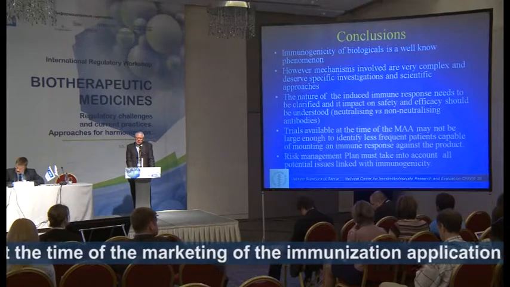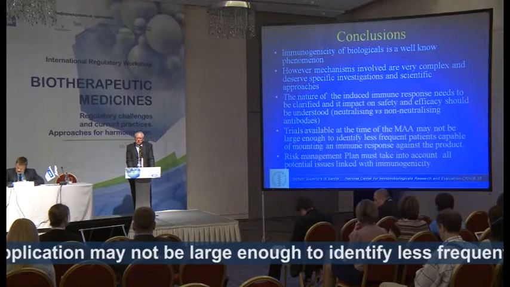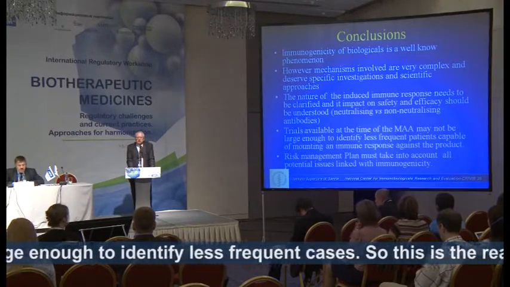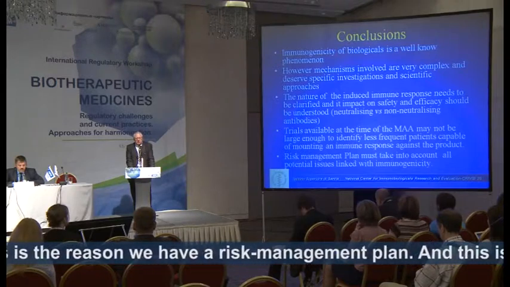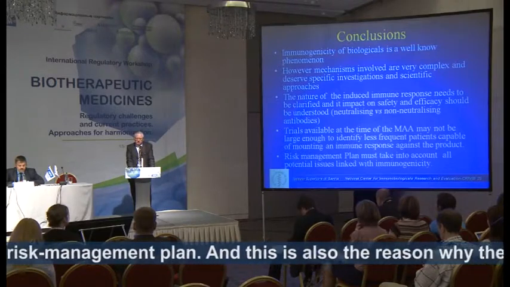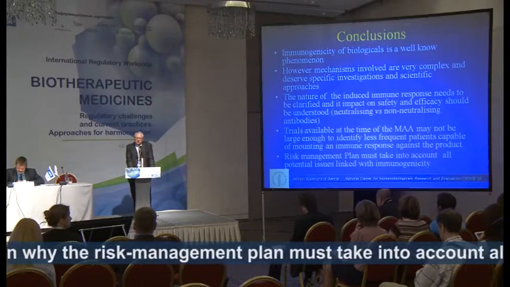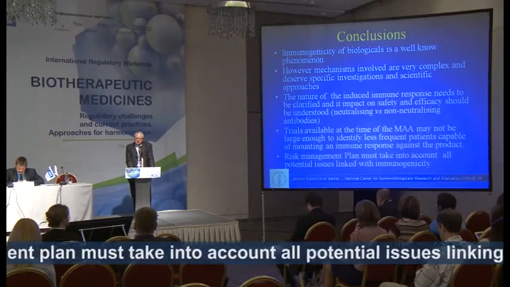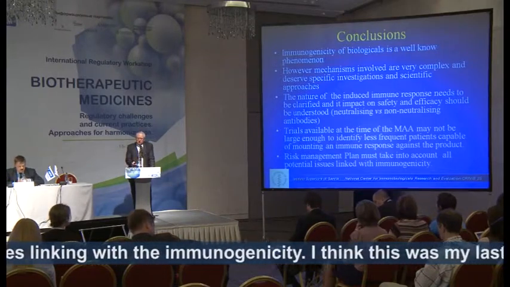Trials available at the time of the marketing authorization application may not be large enough to identify less frequent cases. So this is the reason why we have a risk management plan. And this is also the reason why the risk management plan must take into account all potential issues linked with immunogenicity.